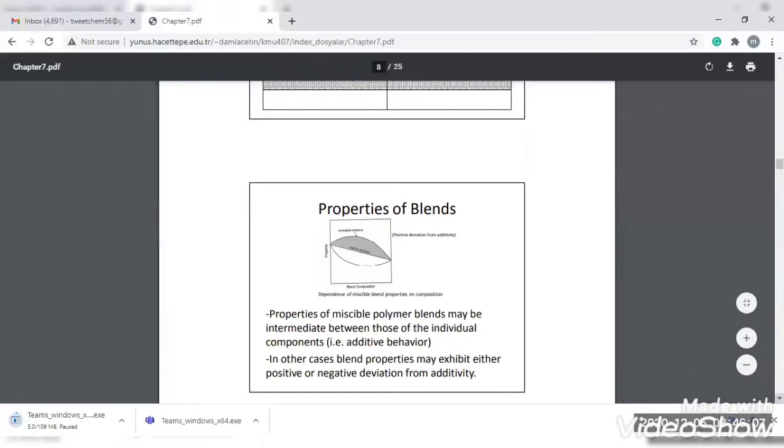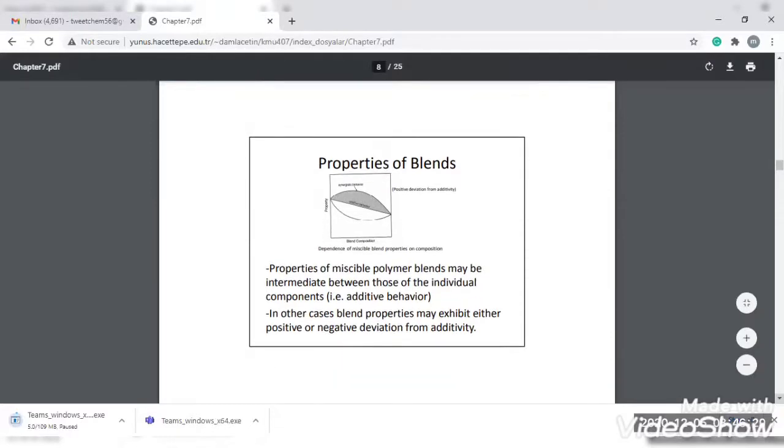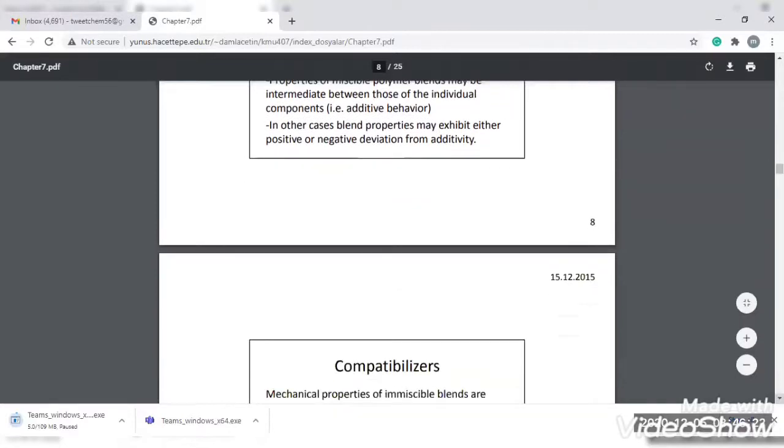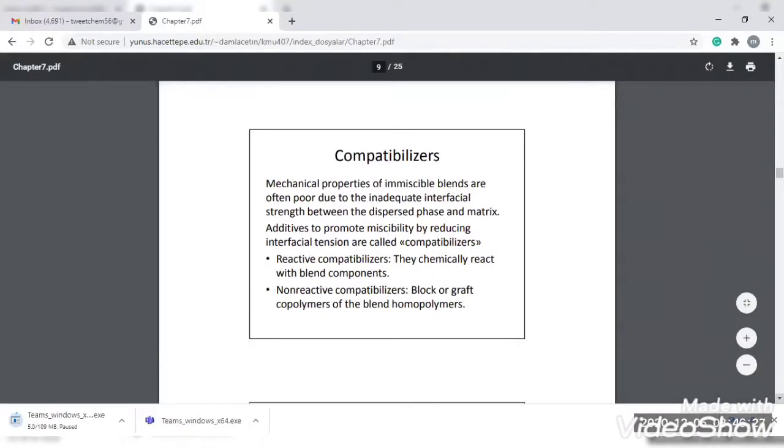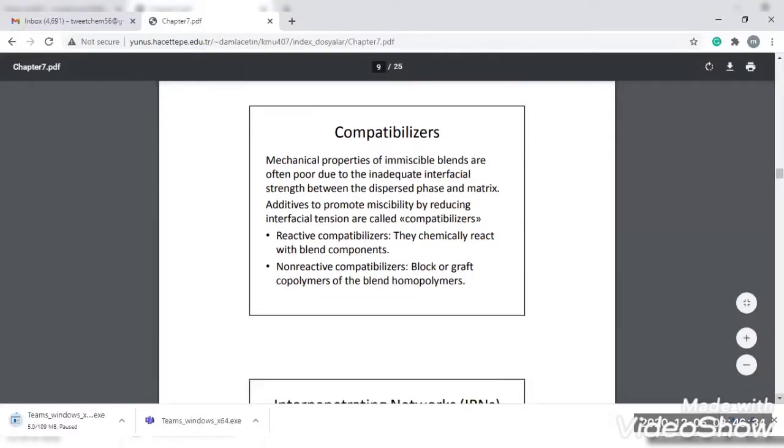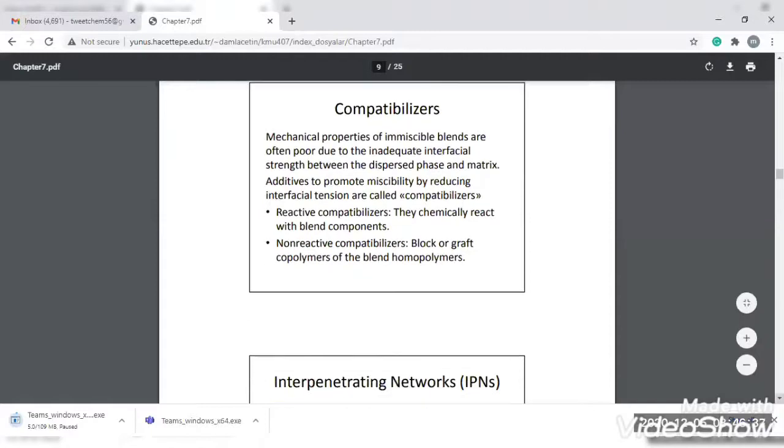What are the properties of the blend? Properties of mixable polymer blends can be intermediate between those of the individual components, which is additive behavior, and in other cases blend properties may exhibit either positive or negative deviation from additivity. And what are compatibilizers? Mechanical properties of immiscible blends are often poor due to inadequate interfacial adhesion between the dispersed phase and matrix. Additives that promote mixability by reducing the interfacial tension are called compatibilizers. And then there is the reactivity of the compatibilizers.